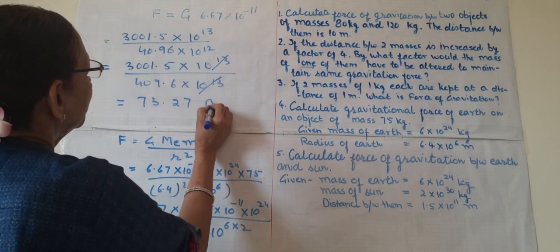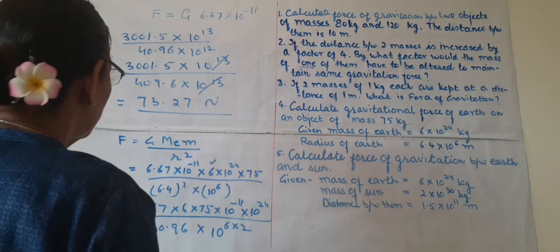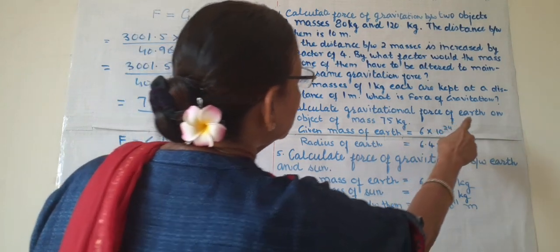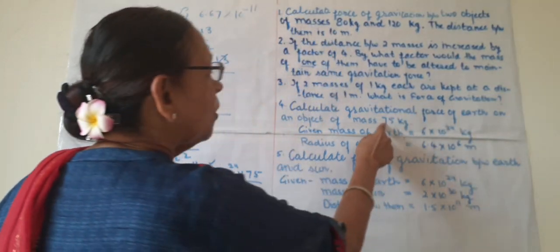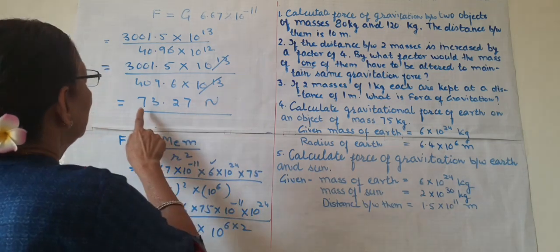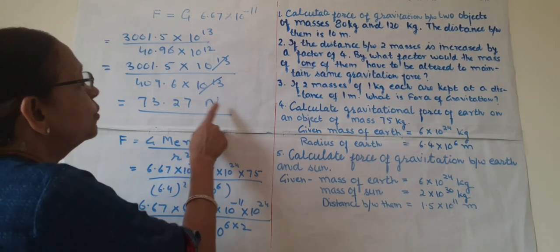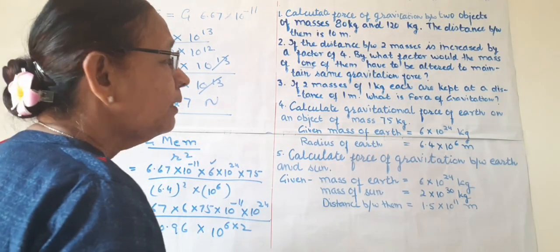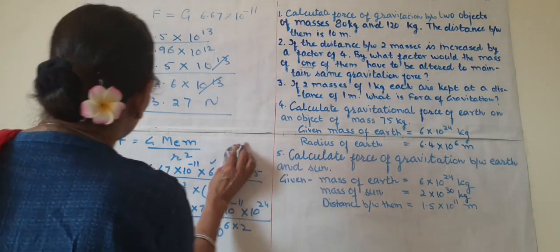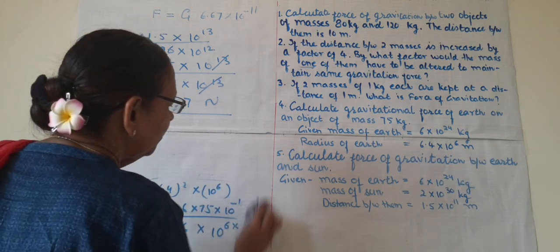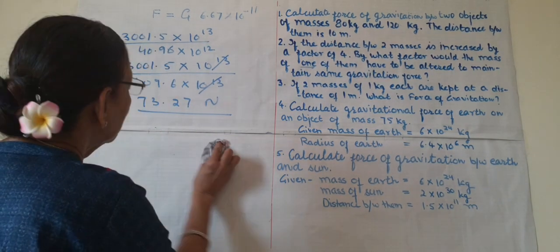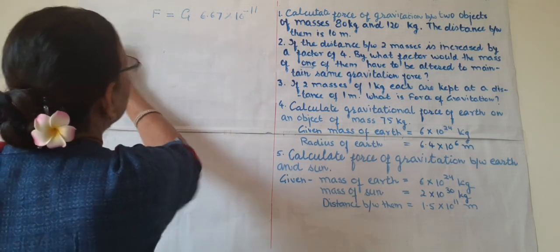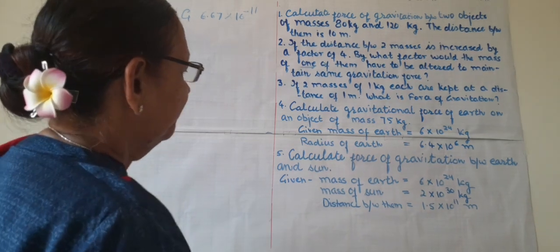73.27 Newton. So the force between Earth and the object of mass 75 kilos will be 73.27 Newtons. And this is the answer. You try all these numericals by yourself, calculating all of them without a calculator, because a calculator is not allowed in your exams. Now the fifth one.